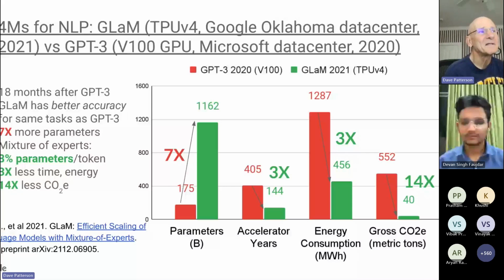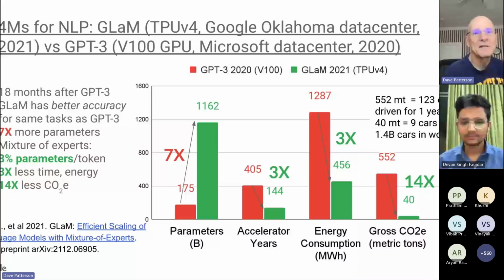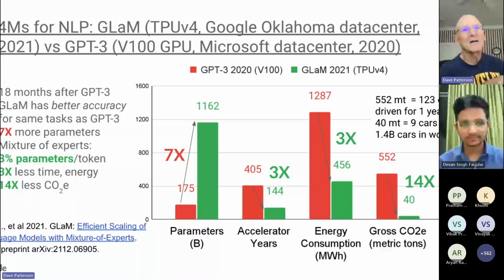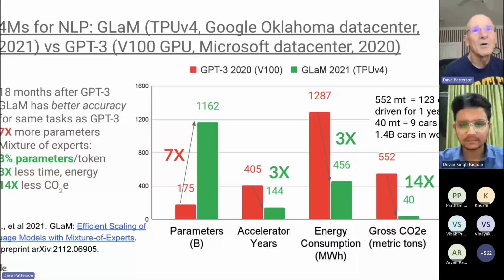And then, when we talk about metric tons, how do you put these into perspective? In the US, the Environmental Protection Agency has a calculator, and one way to think of it is the carbon emissions from driving a car for a year. So the 552 tons is like 123 cars. The 40 metric tons for GLaM is the equivalent of 9 cars. To put this in perspective, there's 1.5 billion cars in the world, and we're talking about tens of cars or hundreds of cars. So in the big picture, this is small.